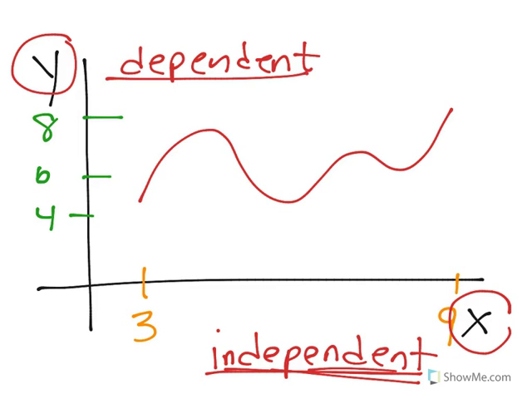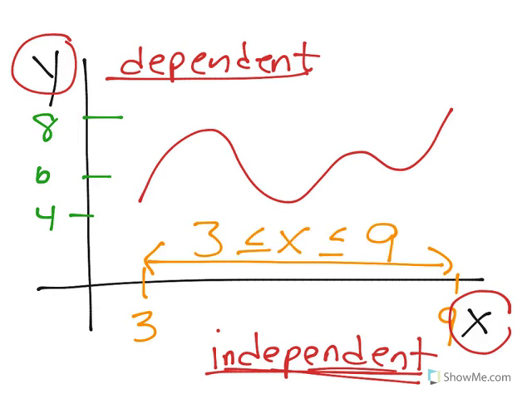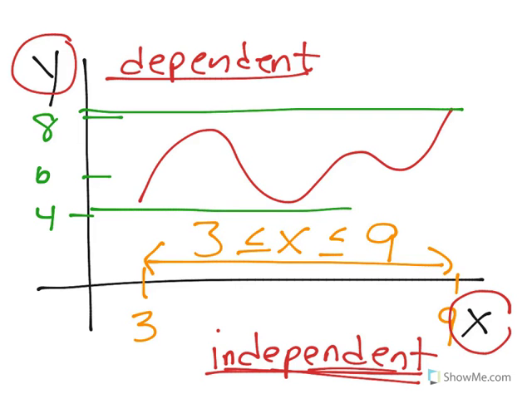The domain is the range of x values available to you. So in this case, x would be between 3 and 9. That's the domain, right? Good. The range is the y values, the lowest y value to the highest y value. And y in this case would range between 4 and 8.